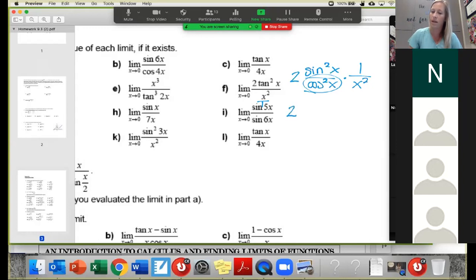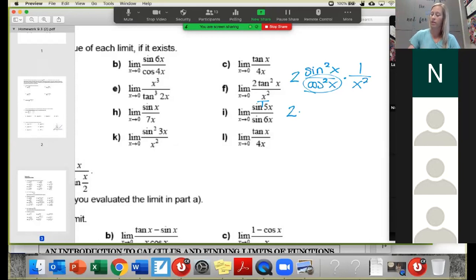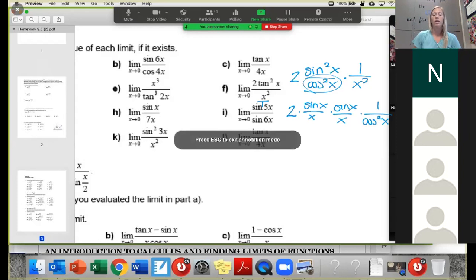I'm going to keep that 2 out front. And just like I did in K, when I have a sine squared and an x squared on the bottom, I'm going to think about that. And again, you don't have to write all of this out as sine over x, sine over x. And I'm going to leave this 1 minus cosine squared. Now, notice I really didn't do any work there. I'm just moving things around to be able to think about it better.